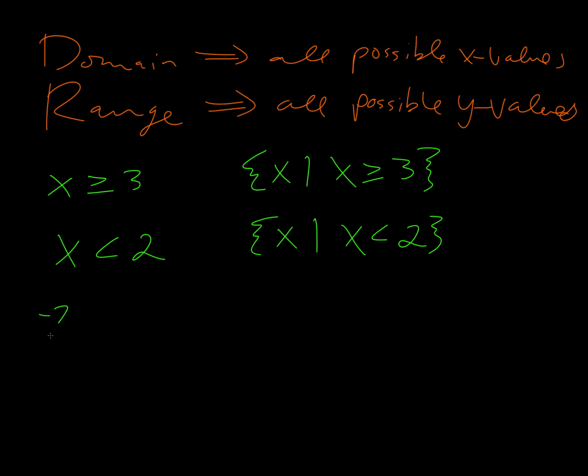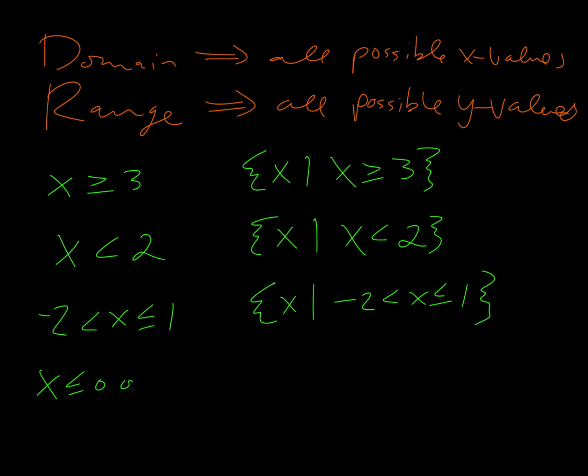Now, if we were in between two values, something like that, it'd be all values x such that we're in between those two values. And then if we had something like x is less than or equal to 0 or x is greater than 4, it'd be all values x such that x is less than or equal to 0 or x is greater than 4.